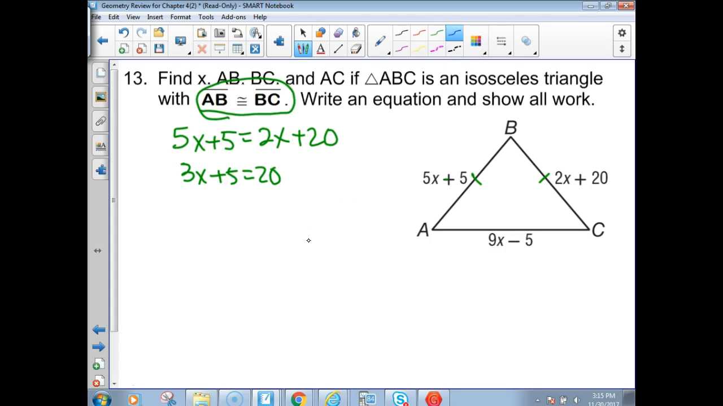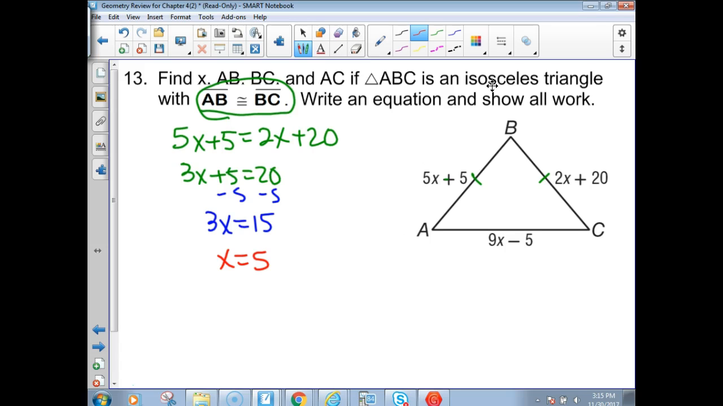And then I subtract 5. 3x equals 15, and then I divide by 3. You should be getting 5. Okay, I need to make sure I get through every question I want to.